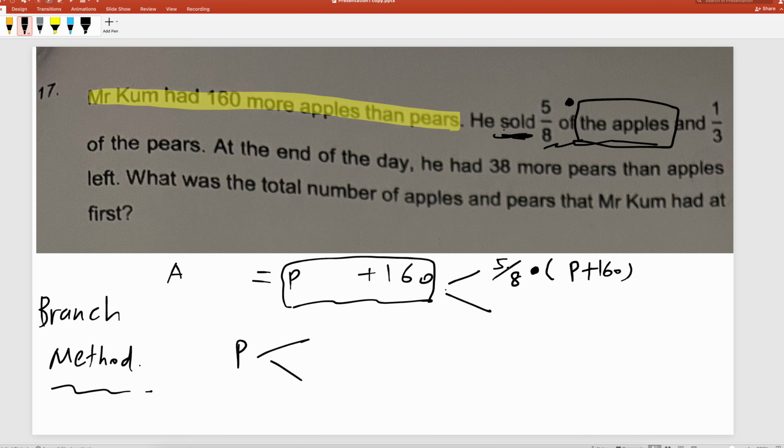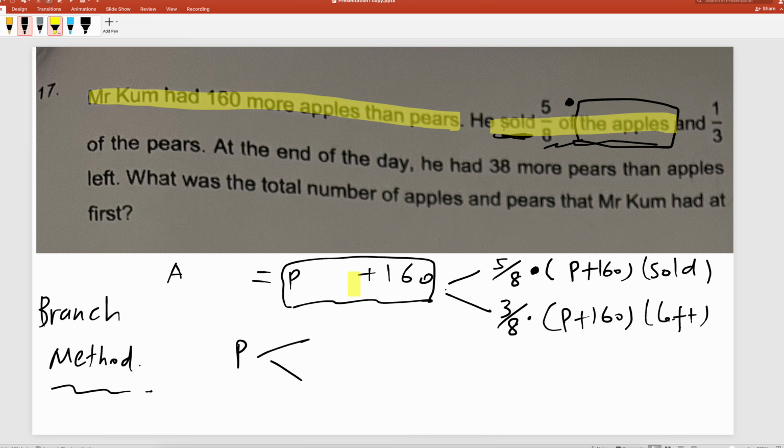If 5/8 of the apple is sold, 剩多少, how much is left? 5/8 sold, so 3/8 left. So 3/8 of this whole thing is left. Okay, this one is done.